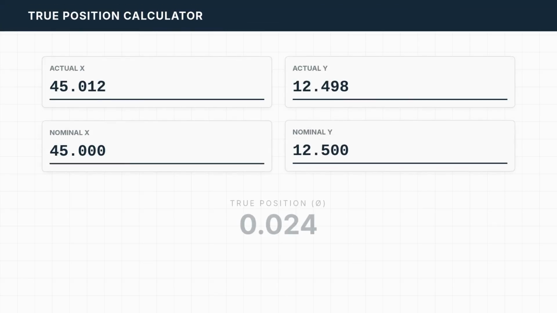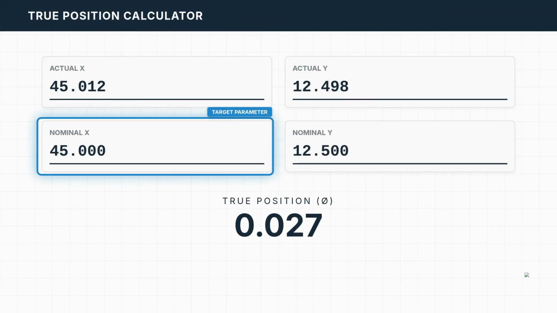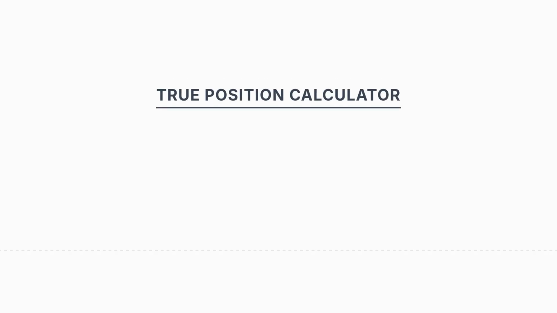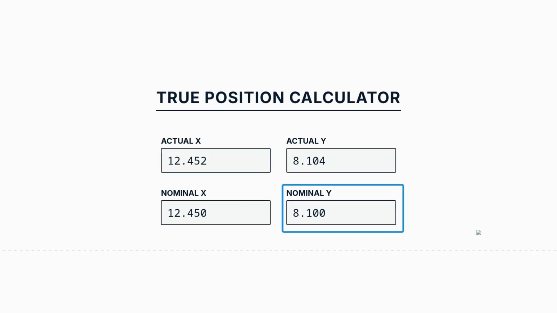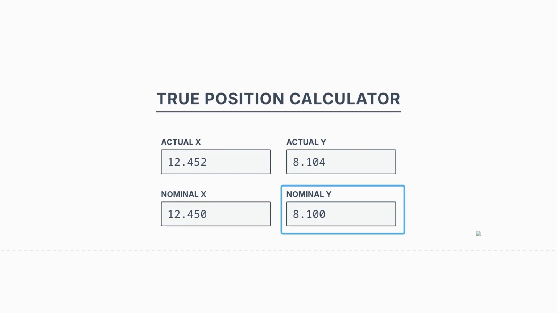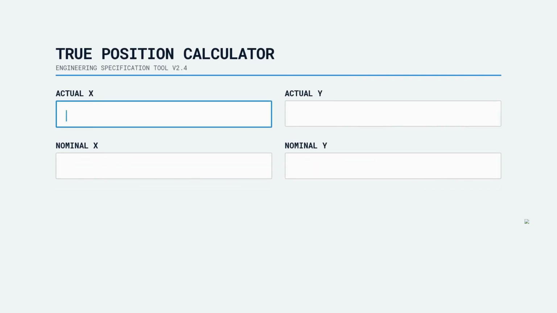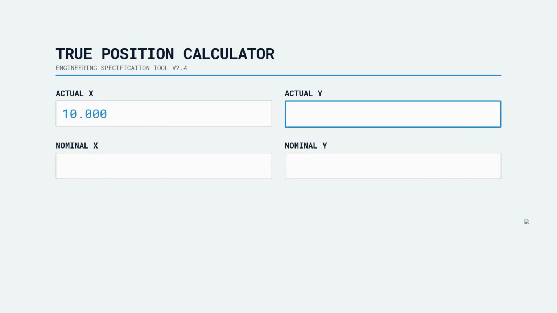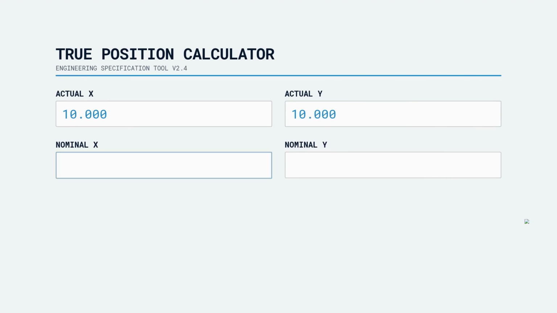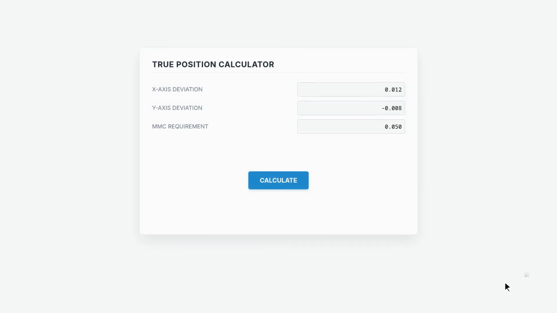Next, we enter the nominal x coordinate, which is our theoretical or intended x position. Finally, we input the nominal y coordinate for our theoretical y position. For this demonstration, I'll enter 10 for actual x, 10 for actual y, 10 for nominal x, and 10 for nominal y. After clicking Calculate True Position, we get 3 key results.